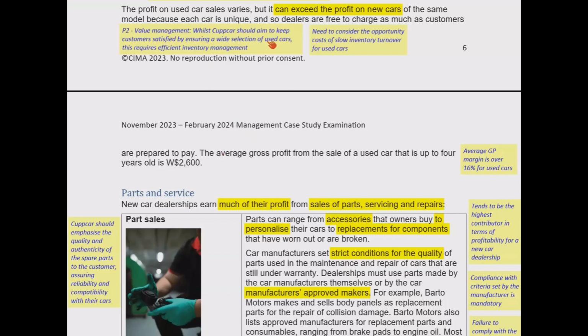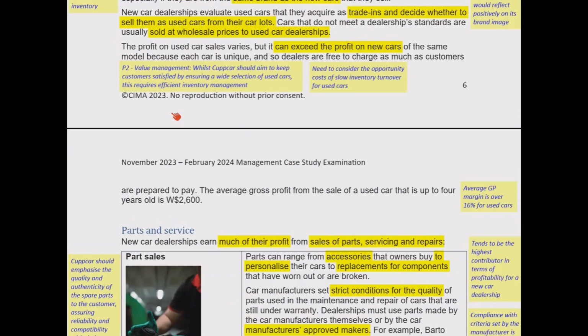But it gives me a good choice. Customers like choice, don't they? We like to go and see what the different types of car are. And when it comes to a used car, that's very important because all used cars are different.